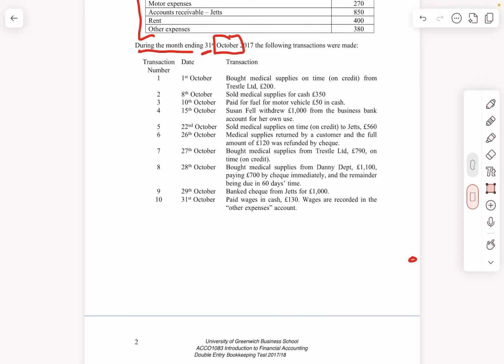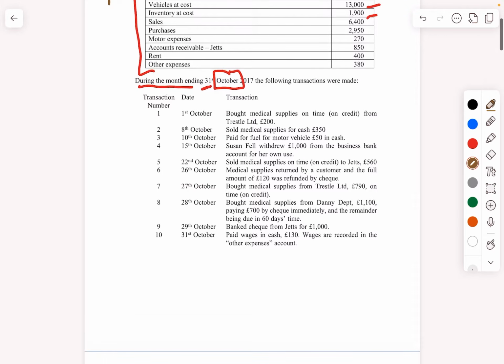Okay, so let's take one example. Let's start with the first one. We're gonna go from 1 to 10. I don't want you to jump and jump and jump. You're gonna miss one of these transactions. So the best thing to do is to finish one, then move to the second, then the third. Okay, so we're gonna start with the first one. That will be on the 1st of October.